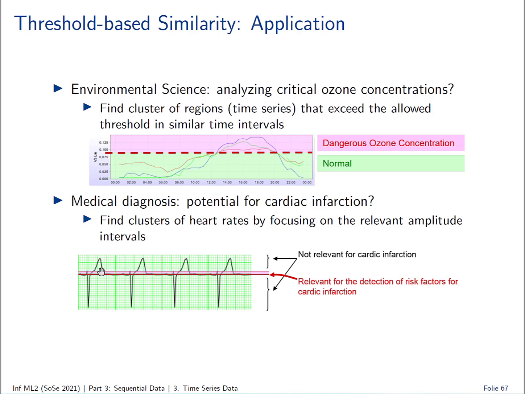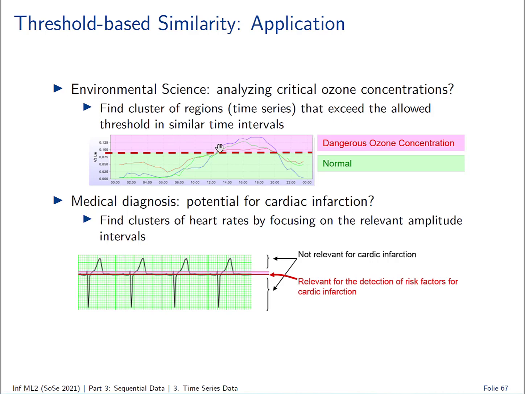So all the stuff above here is not relevant, for example, for our cardiac infarction. And also the stuff down here is not relevant. It's only relevant what happens in between, this red interval here. And this interval is defined in terms of the amplitude spectrum and not in terms of the time spectrum. So far we only extracted features along the time spectrum. Now we want to extract features along the amplitude spectrum.